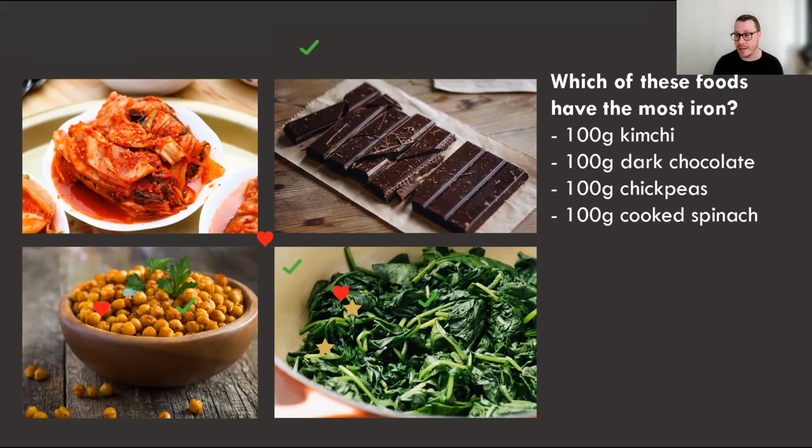So the theory goes that there was this myth that when someone was trying to work out how much iron there was in spinach, they made a mistake. They made an order of magnitude mistake by putting the decimal place in the wrong spot. And so they guessed that there was 10 times the amount of iron in spinach than there actually was.